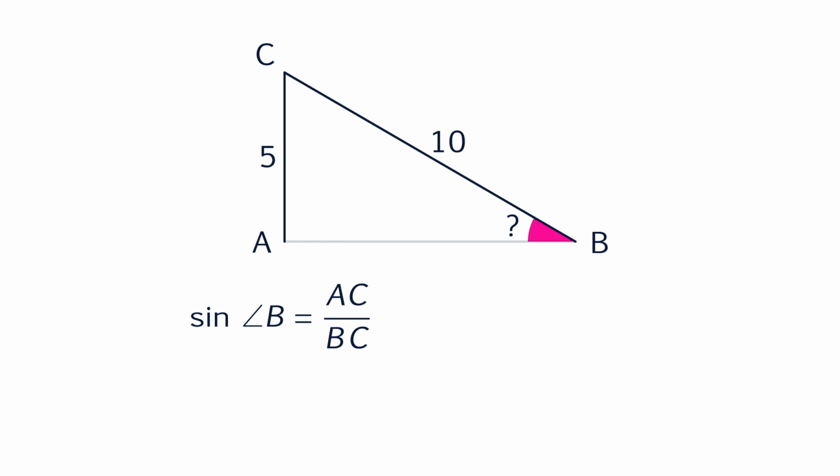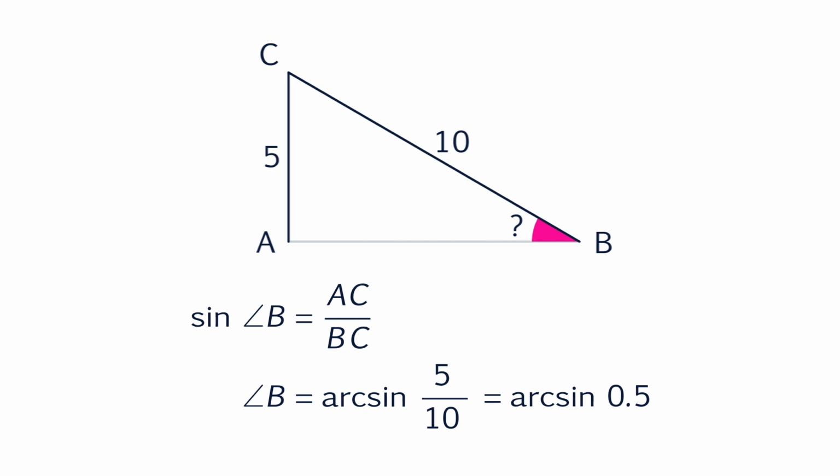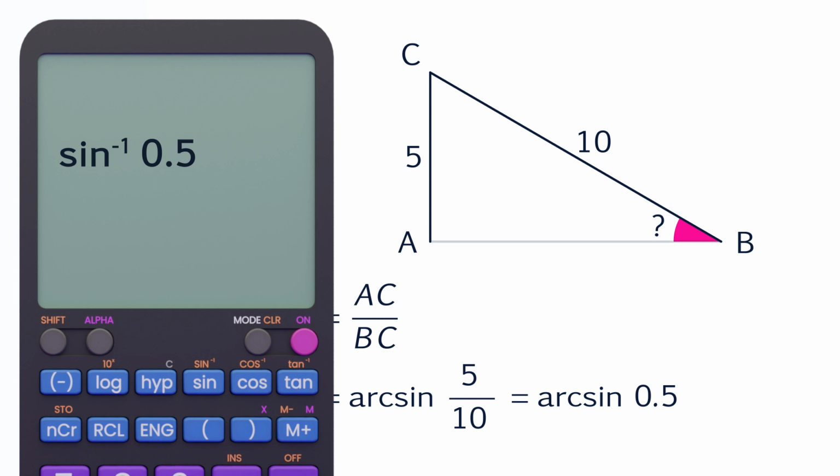To solve for angle B, you use arcsine on both sides of the equation and get that angle B equals arcsine of AC over BC. AC equals 5 and BC is 10, which gives you arcsine of 0.5. Okay, so to find the size of the angle, you need to calculate arcsine of 0.5. This is where your calculator can come in handy. Inputting arcsine of 0.5 into your calculator gives you 30 degrees, which means angle B is 30 degrees. You've found the unknown angle.